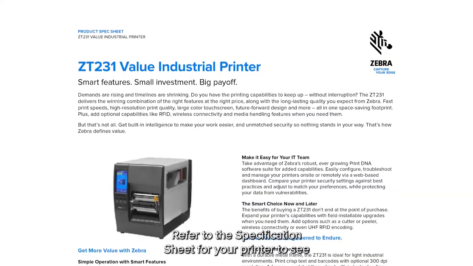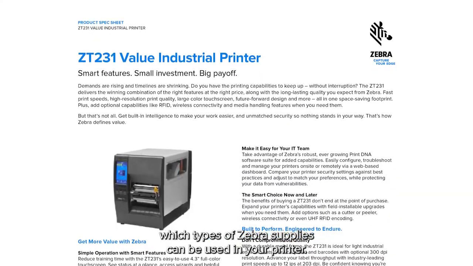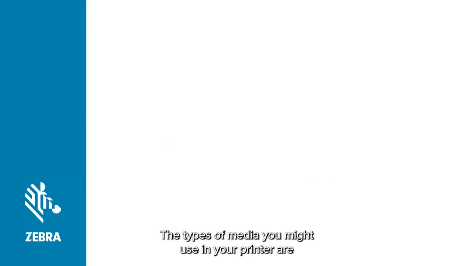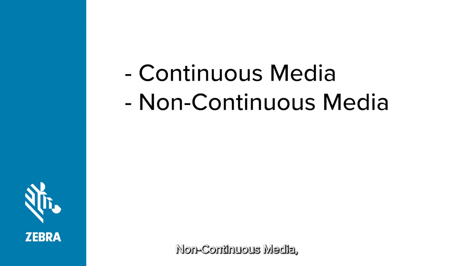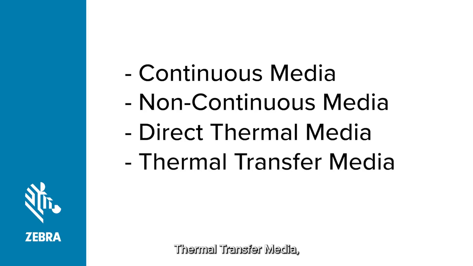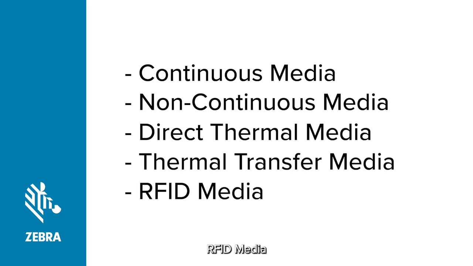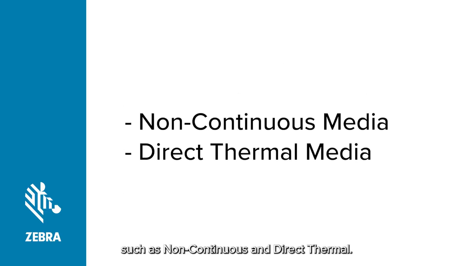Refer to the specification sheet for your printer to see which types of Zebra supplies can be used in your printer. The types of media you might use in your printer are continuous media, non-continuous media, direct thermal media, thermal transfer media, and RFID media. Some media might be more than one type, such as non-continuous and direct thermal.